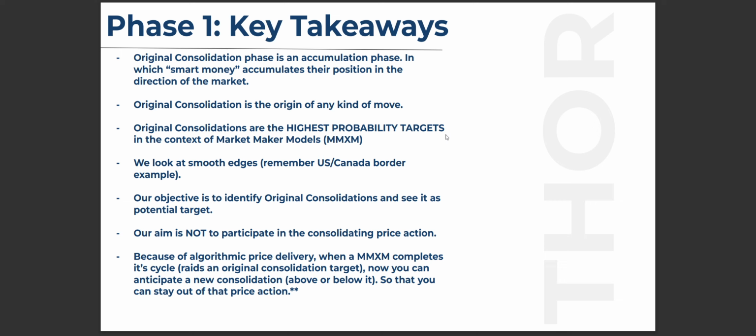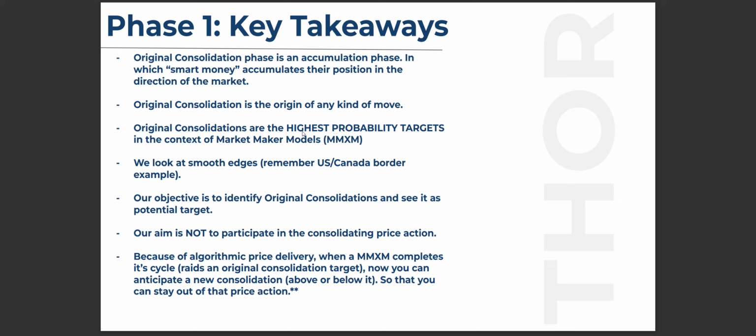Now the key takeaways about phase one. Phase one is the horizontal consolidation. The horizontal consolidation phase is essentially an accumulation phase, in which smart money accumulates their position in the direction of the market, whether it's the sell model or the buy model. Horizontal consolidation is the origin of any kind of move. Why? Because it is the consolidation. Market starts with consolidations, always.